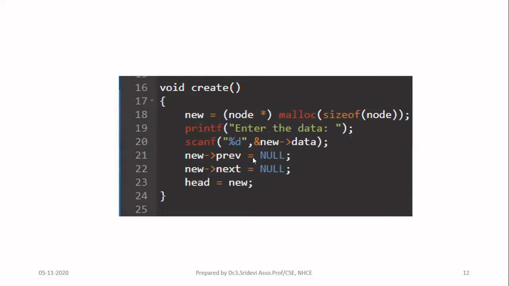Then after that, you want to store null in both the pointers. So I am writing new arrow previous is equal to null and then new arrow next is equal to null. Once that is over, we have to store the address of the new node in the head. So that head will now point to the new node. So I am writing head is equal to new. When these steps are over, your linked list will be created with one node. So we are using create only for creation of the first node in the linked list.